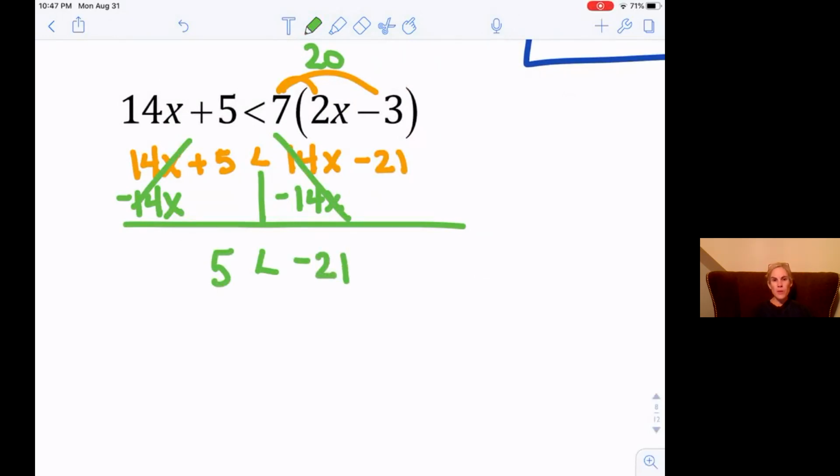Okay, so we're getting one of these special cases, and I know it's a special case because when we went to solve it, all of our x values went away. So if it's a special case, it's either going to be no solution or all real numbers. When you look at this, you need to ask yourself, is 5 less than -21? Is a positive number going to be smaller than a negative number? And your answer, of course, is no. A positive number is not smaller than a negative number. So this is going to be no solution.